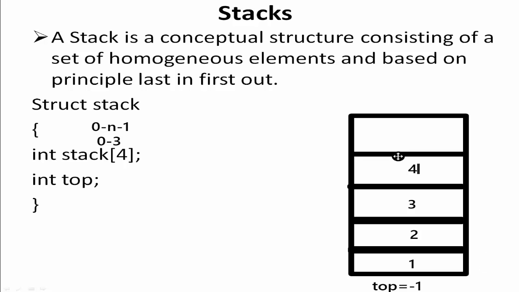So if you look at the stack, indices 0, 1, 2, 3. The size of the stack is 4, and we have indices 0 to n minus 1. It starts with 0, 1, 2, 3, and so on. For example, you have inserted the value 1. Now the top will move from minus 1 to point to 1.